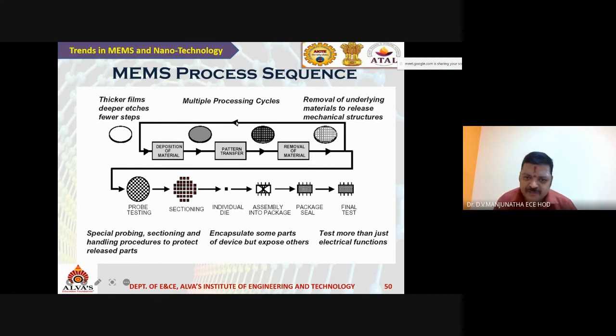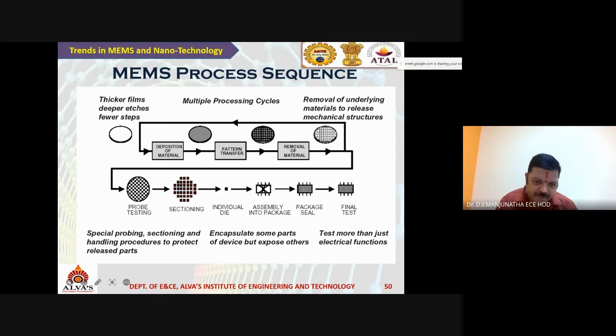Removal of material is etching. So these are all the methods. This I have shown with feedback because many times you will go back to the same processes, right? So removal of underlying materials to release mechanical structures.